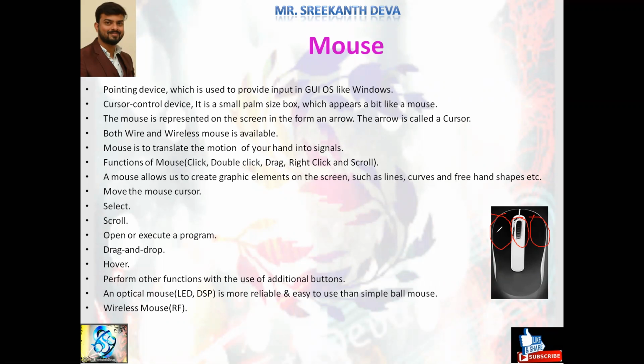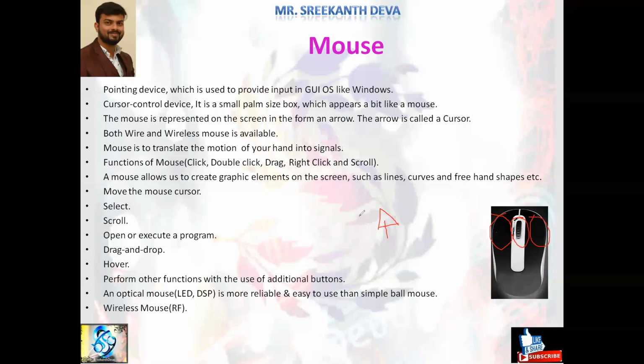This cursor control device is a small palm-size box which appears a bit like a mouse. The mouse is represented on the screen in the form of an arrow. This pointing device appears in the monitor, and this arrow is called the cursor. When we are writing a program in some IDEs, this cursor blinks. In a GUI monitor the cursor looks like an arrow shape. Both wired and wireless mouse are available in the market.